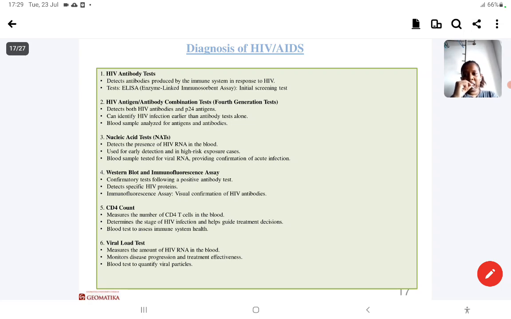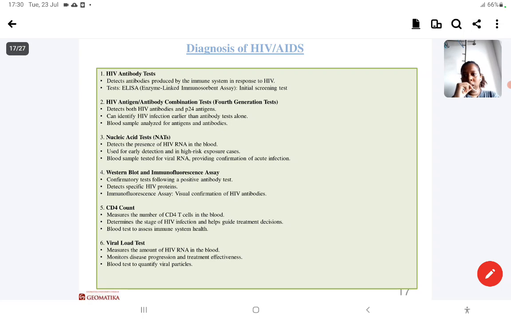Second will be the HIV antigen antibody combination test. The fourth generation test detects both HIV antibody and p24 antigen. So it can identify HIV infection earlier than an antibody test alone. The blood sample is analyzed for the antigen and antibody.